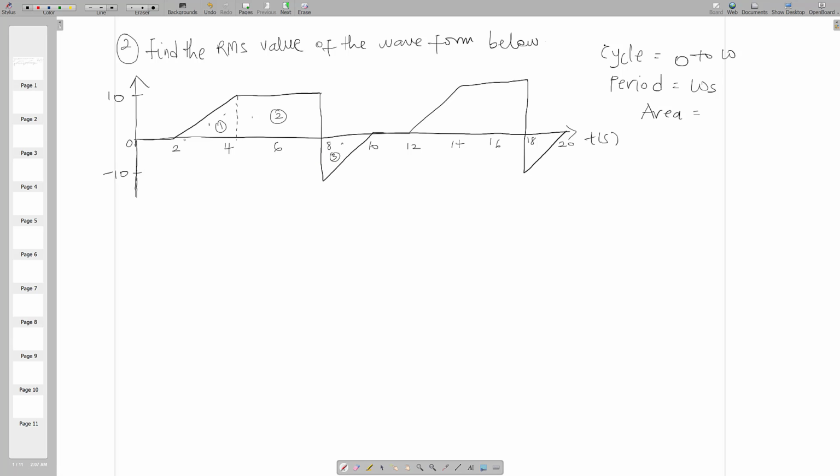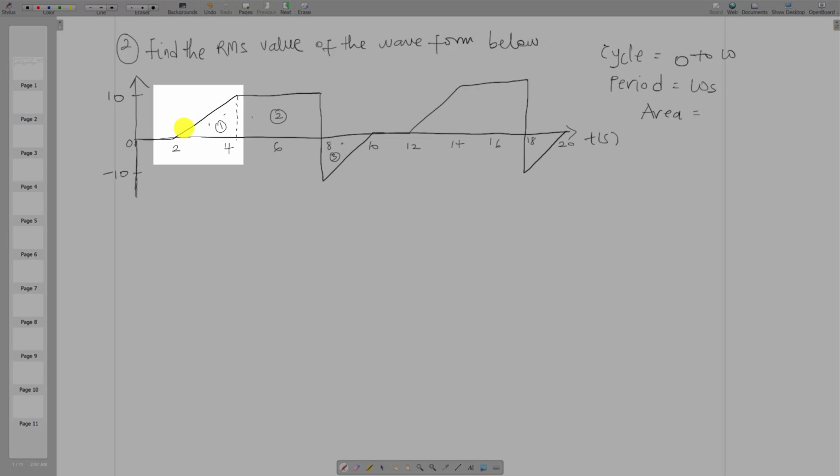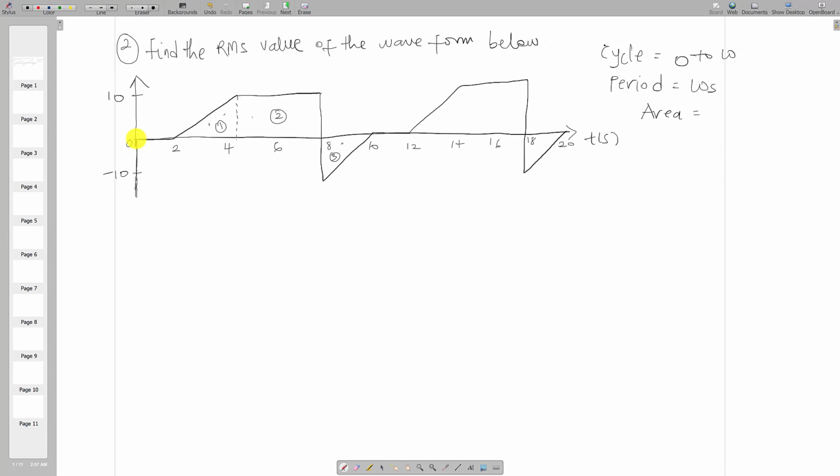So let's start. I will begin by finding the area for this sawtooth, this one, this first one, because we know that the area from 0 to 2, that is on this line, is 0. We explained that in the other videos, that area on this line, on this x-axis, is always 0. So then let's find the area of this sawtooth.